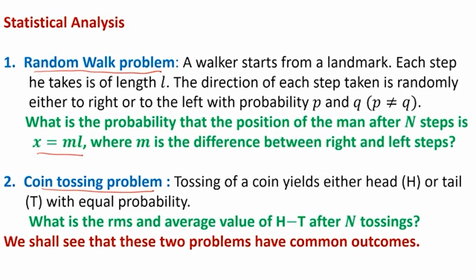And the coin tossing problem should be more familiar to anyone who has done probability. Tossing a coin yields either head or tail with equal probability, which means with half probability. So, we ask this question: what are the RMS and the average values of h minus t, that is head minus tail, obtained in this experiment of tossing coins after n such tossings? And interestingly, we will see that these two problems have common outcomes.